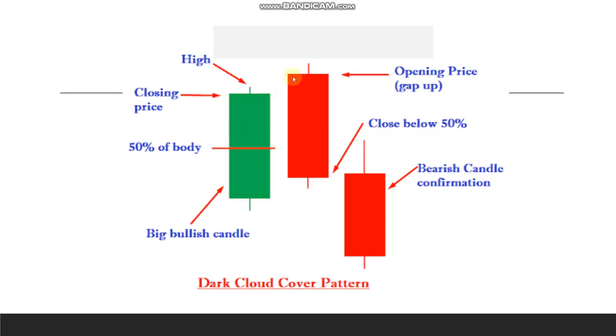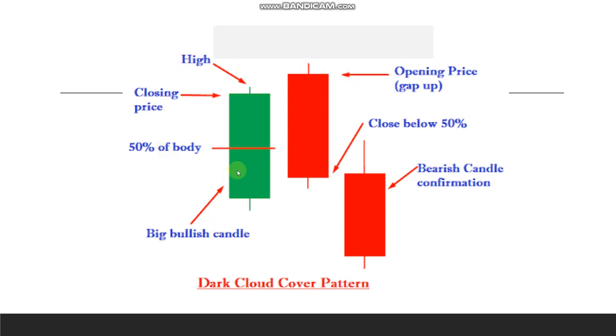After that, see a red candle which opens gap up and closes below the 50% of the body of the previous green candle. And after that, again we get to see a bearish red candle. So this is a confirmation candle. This is not required.